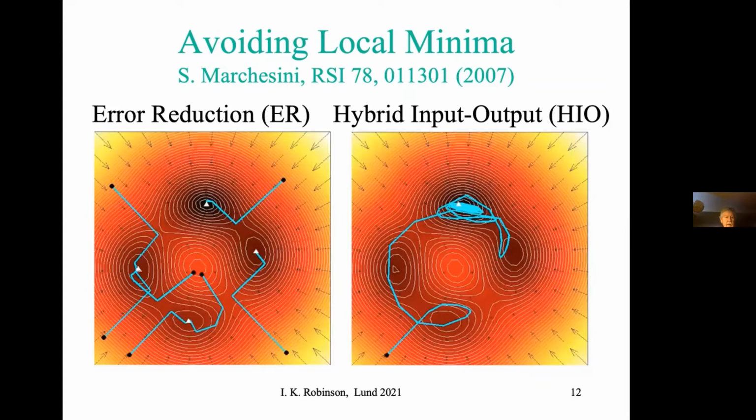So what we've happily decided to do is to do mixtures of HIO and ER, using the HIO to get near the global minimum, and then ER to get down to the bottom of it. And that's a very short summary of lots of years of work that many people have been playing with.